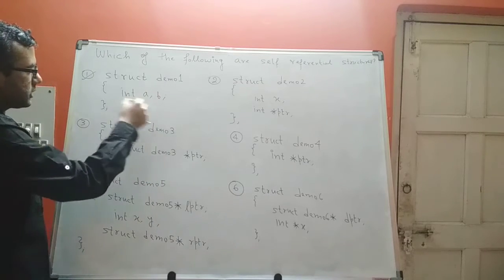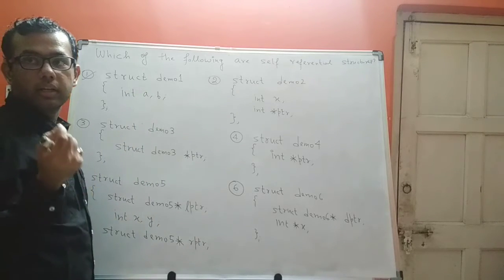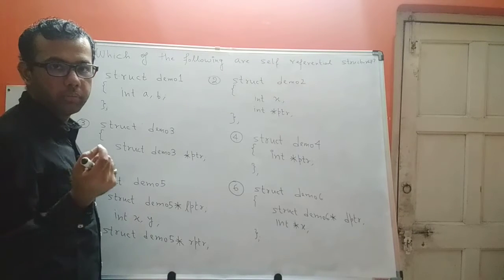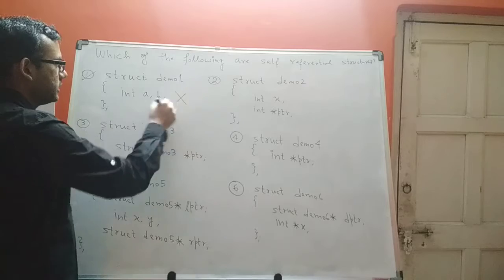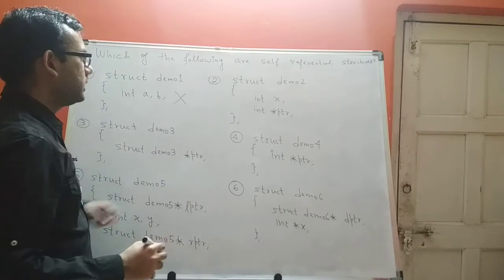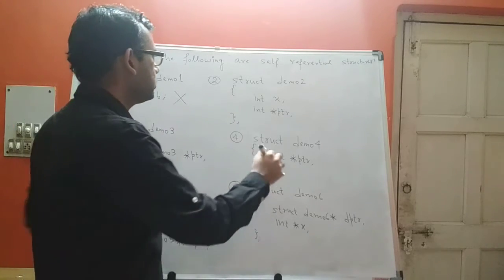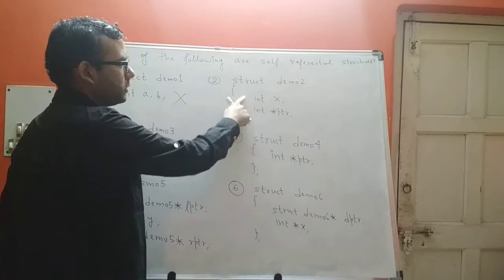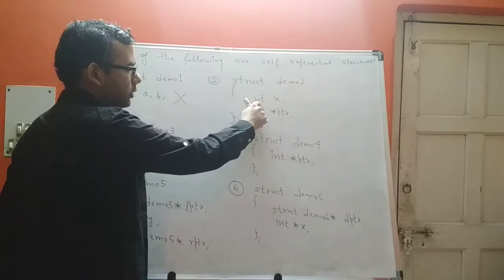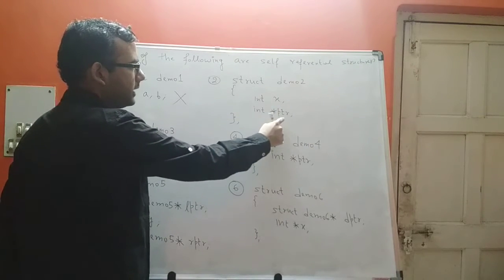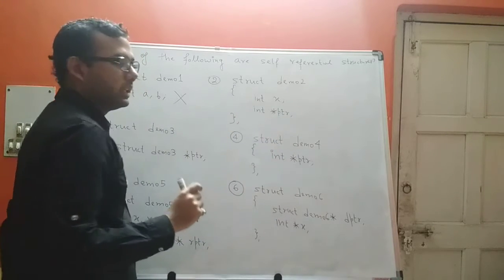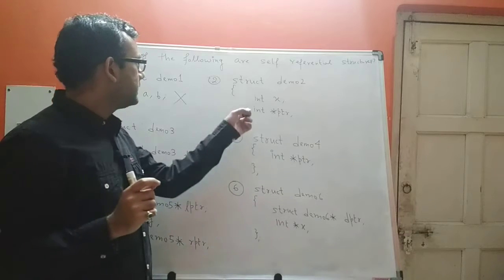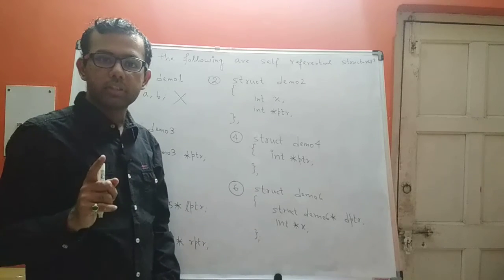Since this structure does not contain at least one member which is a pointer to the structure itself, we can reject this. Okay, now let's move on to demo 2. Now in demo 2 we find that there are two members. The first member is x, which is an integer variable, and the second member is ptr, which is a pointer to an integer. Now, does this structure qualify to be a self-referential structure?